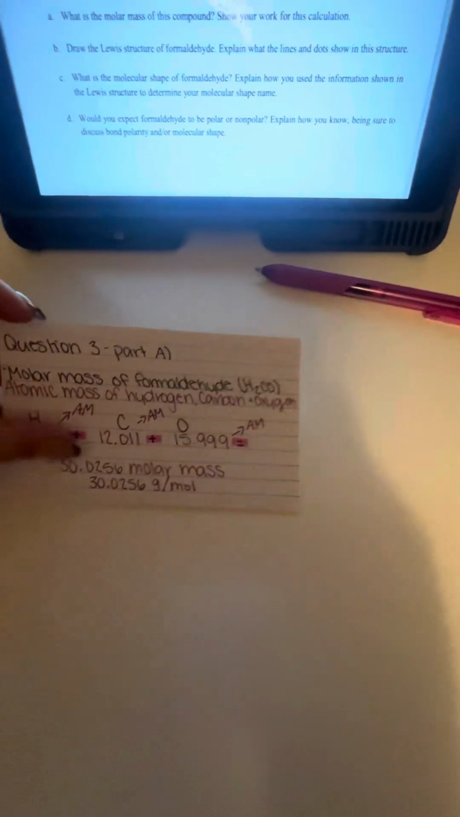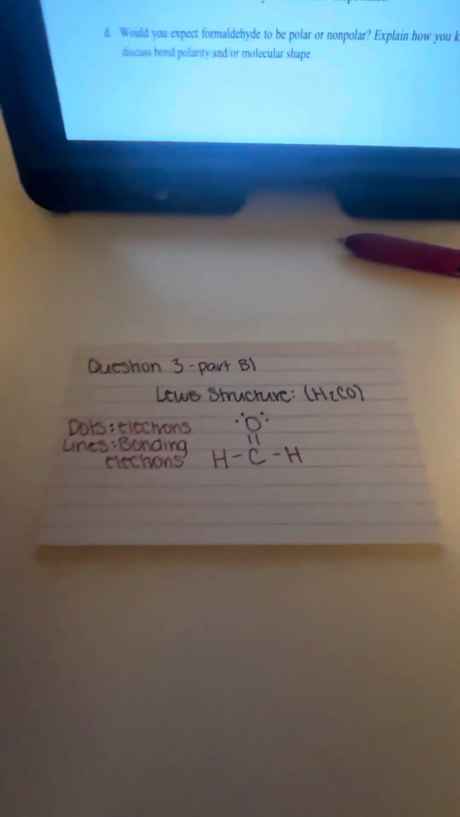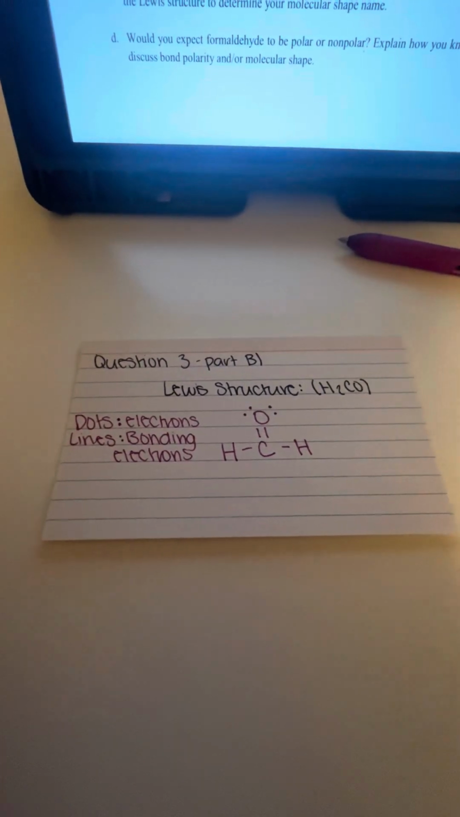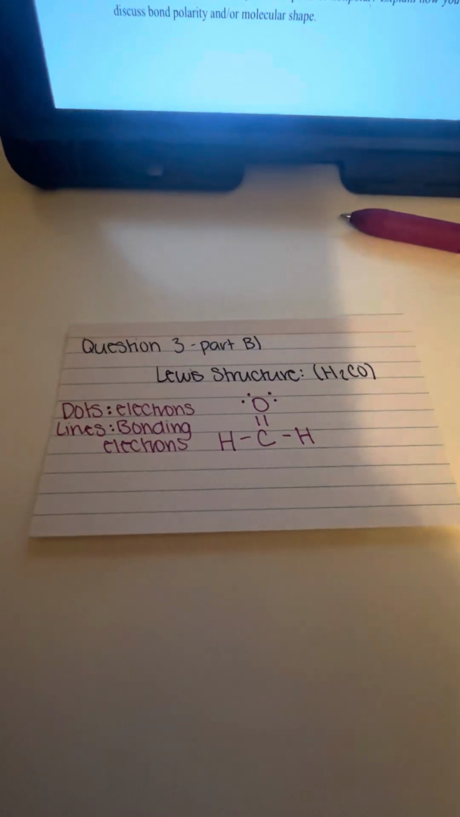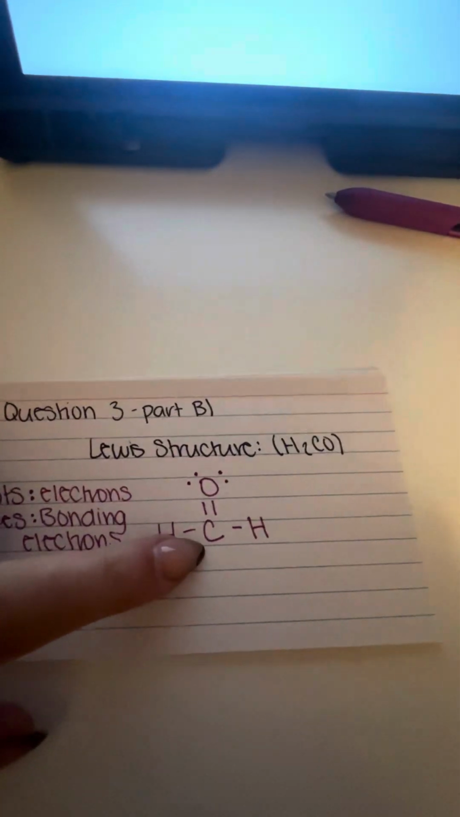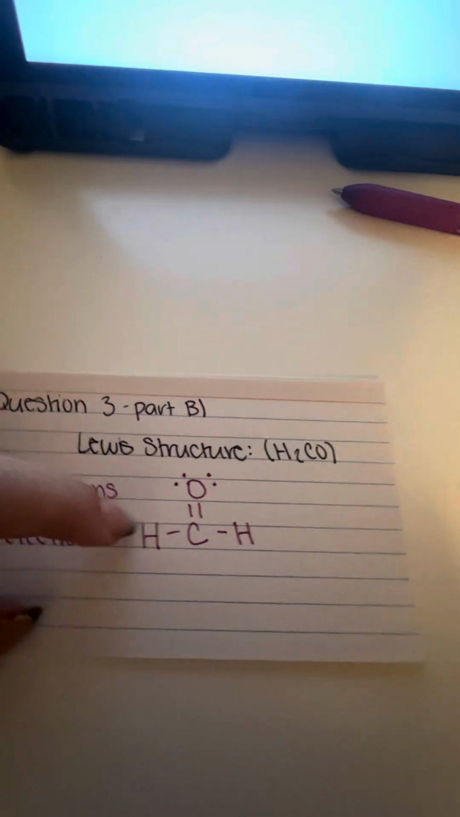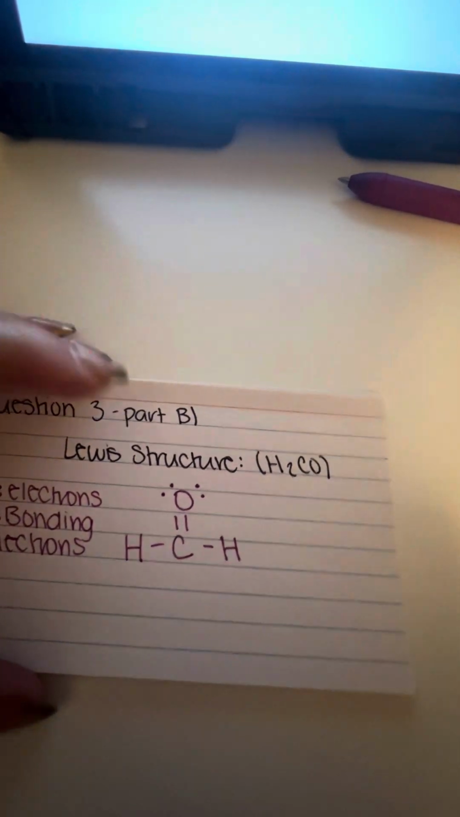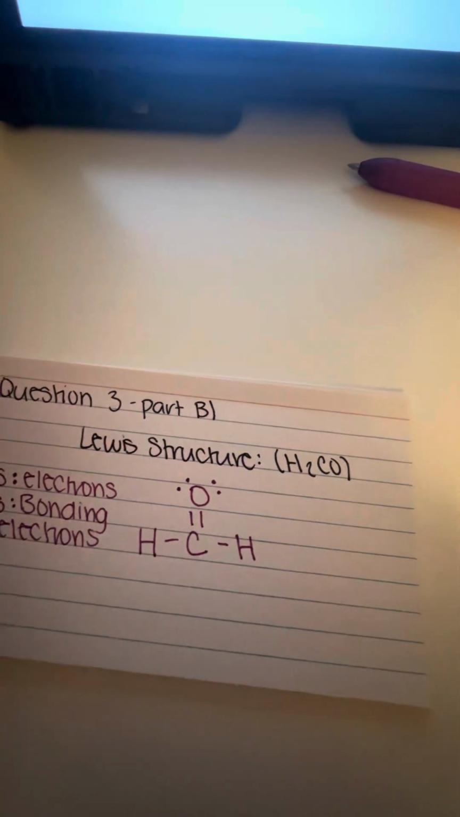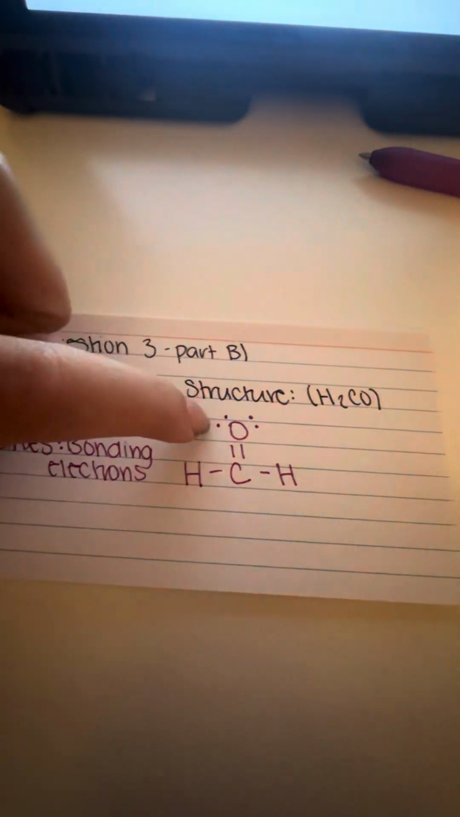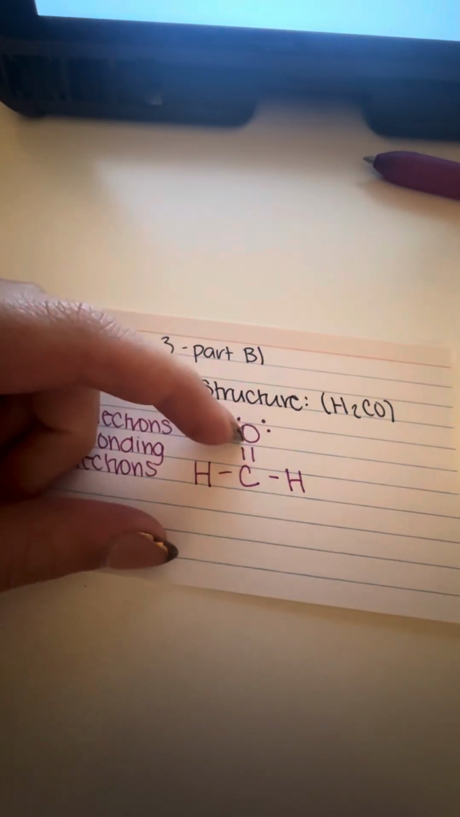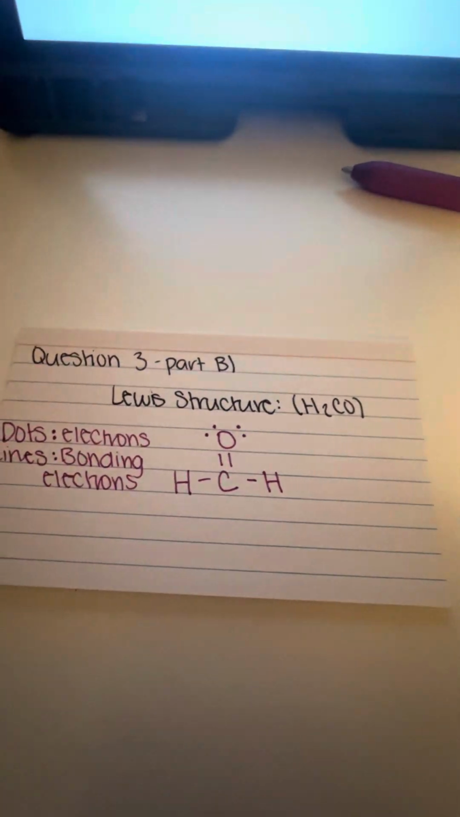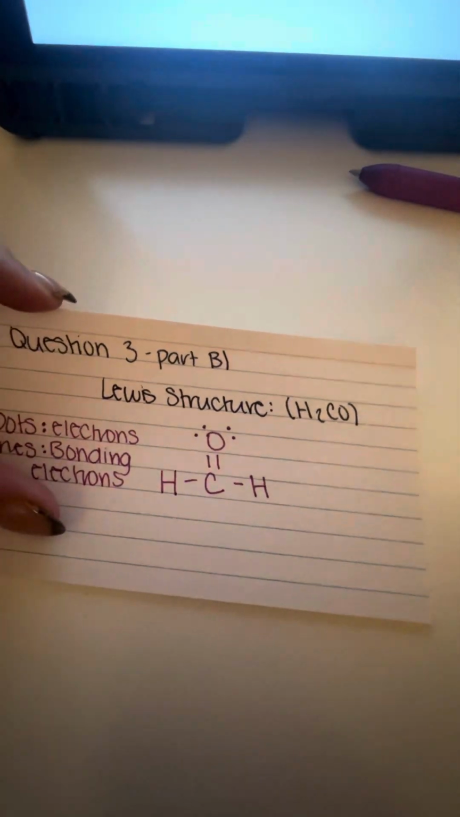Moving on to the next question, part B, was to draw the Lewis structure for formaldehyde. So the Lewis structure for formaldehyde is a carbon with single bonds to hydrogen on the sides and then a double bond with oxygen. And then the dots around the oxygen represent the electrons, and then the lines between the hydrogen and oxygen with the carbon are the bonding electrons. That was part B.